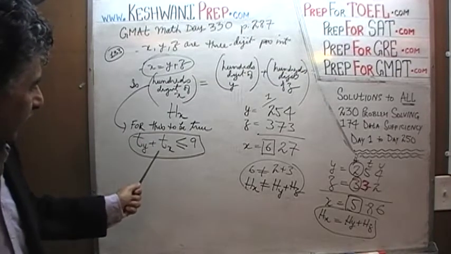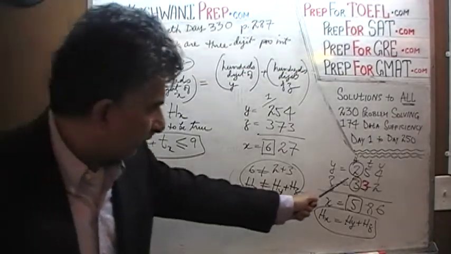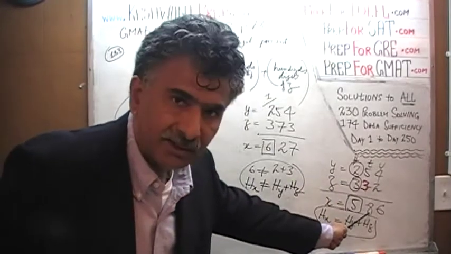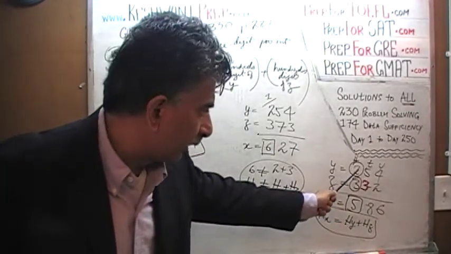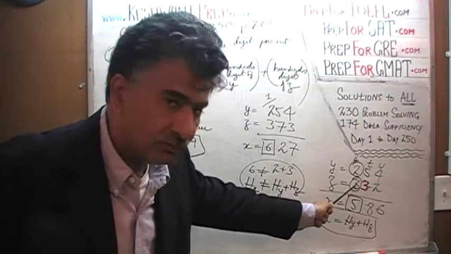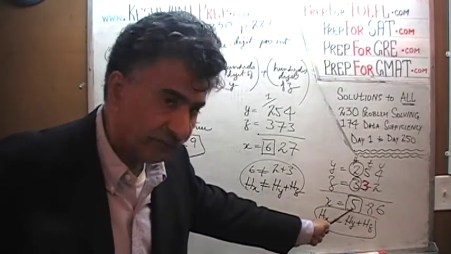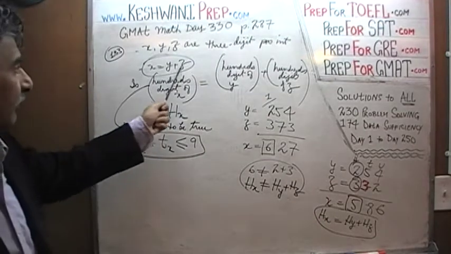That's the only way this is going to be true. When the 10 digits of X and Y, right here, are less than or equal to 9, then we don't have any carryover, and when we don't have any carryover, then the 100 digit of Y plus the 100 digit of Z will equal the 100 digit of X, because we are told that X equals Y plus Z.